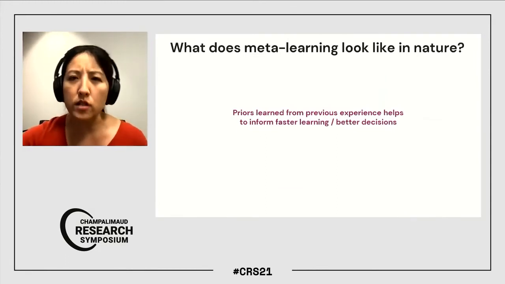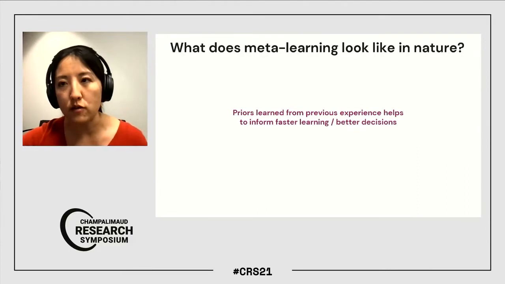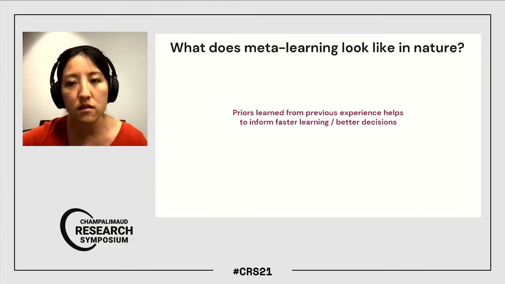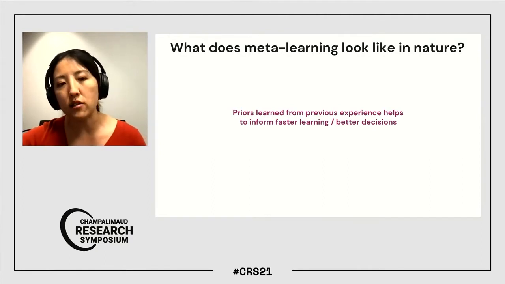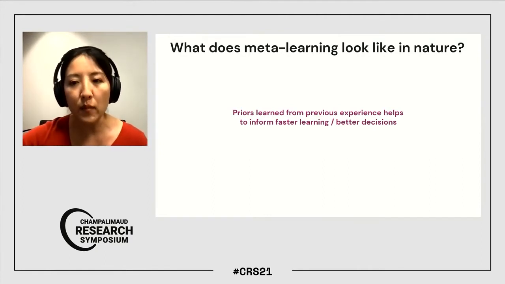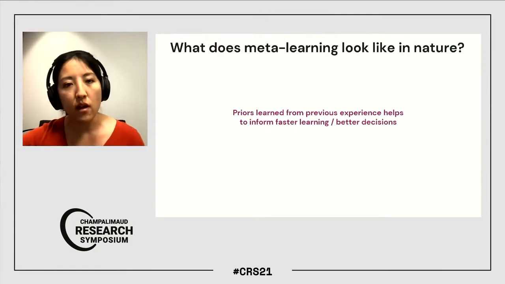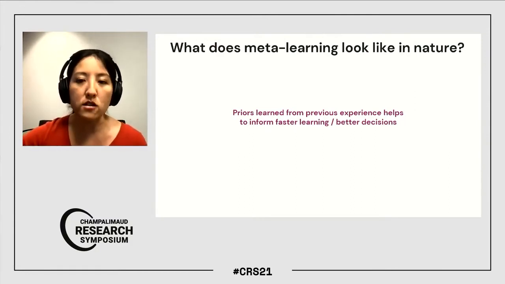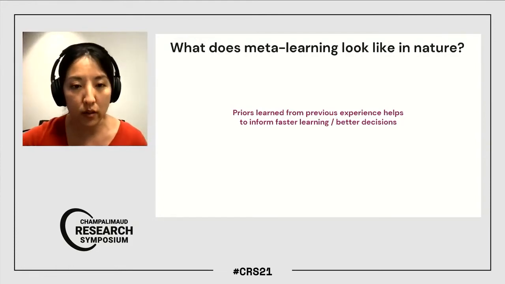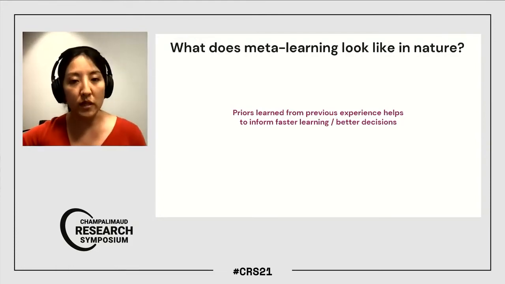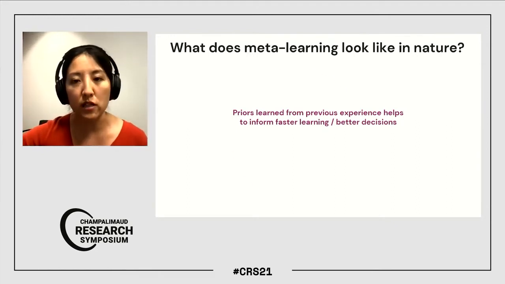Now, that was a very stereotypical example of learning to learn that was taken from the field of cognitive science. But if we think about it, this type of one-shot learning is actually quite common in nature and in everyday life. So in general, the priors learned from your previous experiences help you to learn faster or make better decisions in the future. So the next time I'm encountered with a similar problem, I usually do much better with it and am able to learn much faster from it.